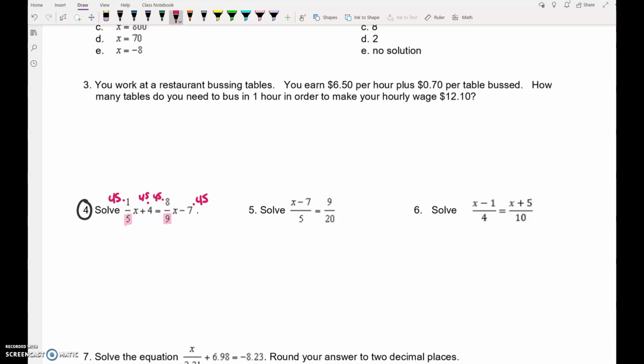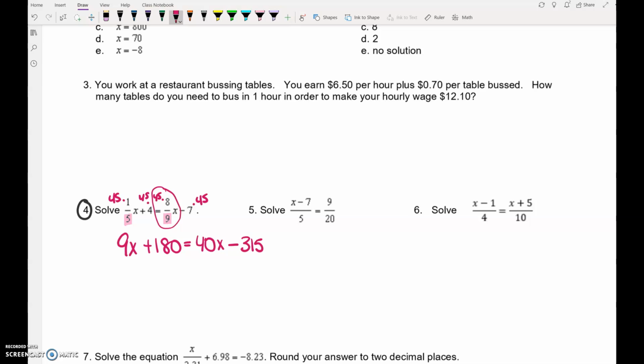The first one, 45 times 1/5 is 9, so that becomes 9x. 45 times 4 is 180. To do 45 times 8/9 x, honestly, in your calculator, just do 45 times 8 divided by 9, and you get 40. So that's 40x. And then minus 7 times 45 is 315.